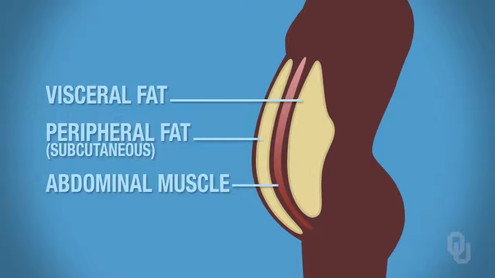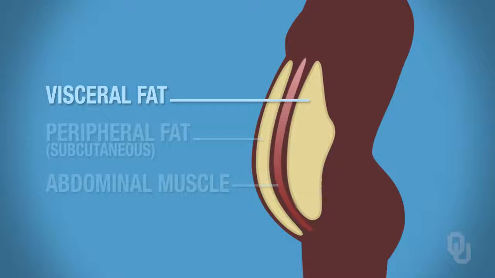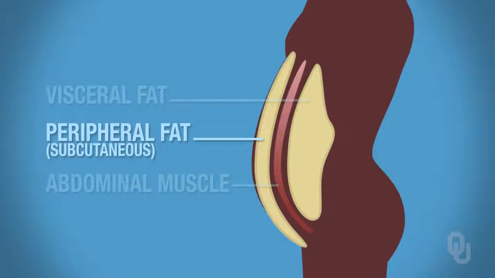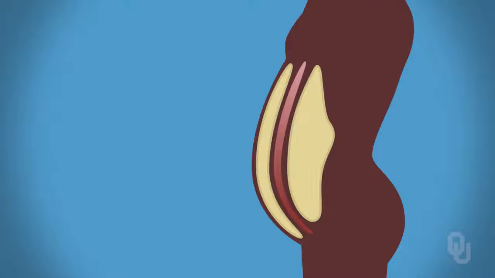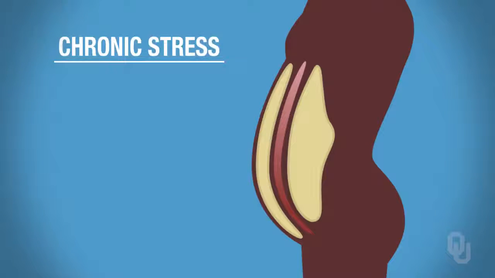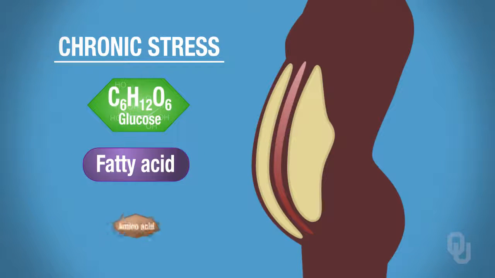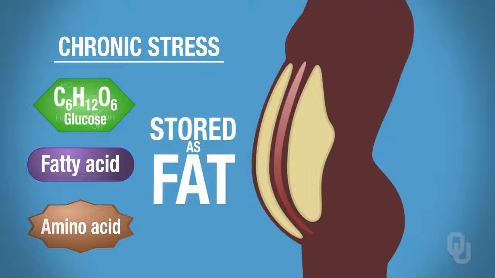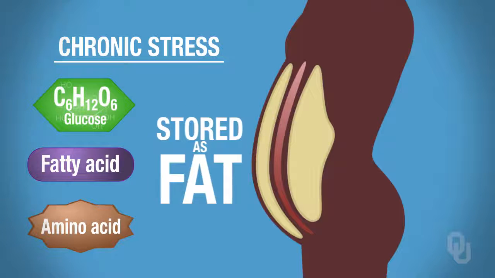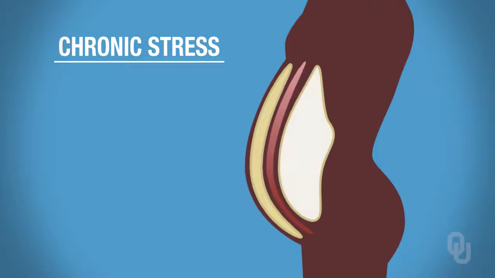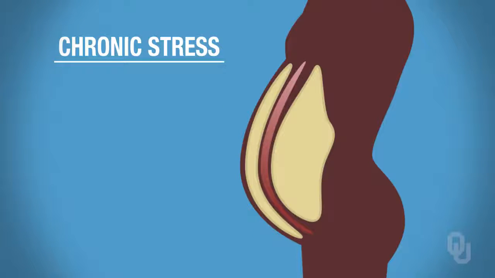To begin, we have the visceral fat here, which is the fat that lines around the internal organs. And then here's the subcutaneous fat, and that's your peripheral fat, or part of it anyway. We're only focusing on the stomach here. And so under conditions where you have chronic stress and you continue to release glucose, fatty acids, and amino acids into the bloodstream, you will store those as fat, and you store them as visceral fat. So people that are under chronic stress and negative stress tend to have belly fat.